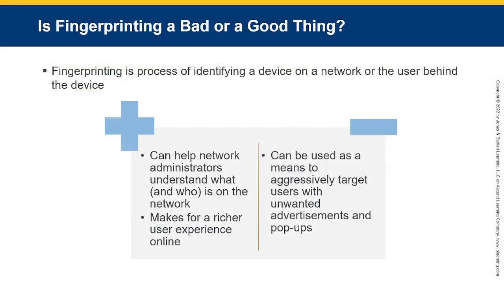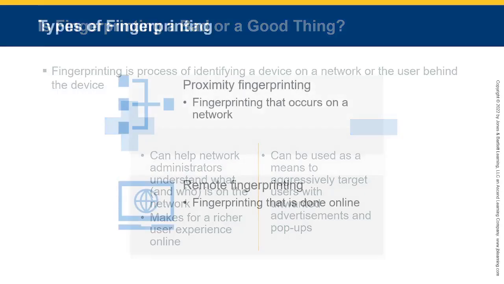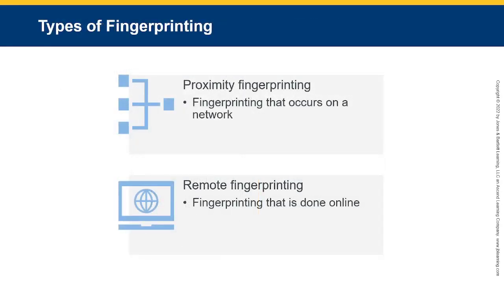Fingerprinting is a process of identifying a device or network or the user behind the device. Now, the advantages are it can help network administrators understand what and who is in the network, and makes for a richer user experience online. The bad side is it can be used as a means to aggressively target users with unwanted advertisements and pop-ups. You have proximity fingerprinting, for fingerprinting that occurs on a network. You also have remote fingerprinting that is done online.